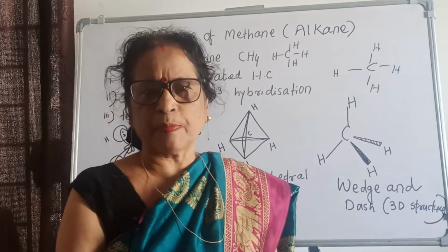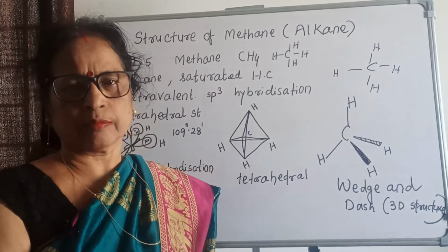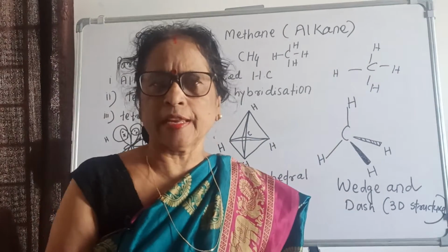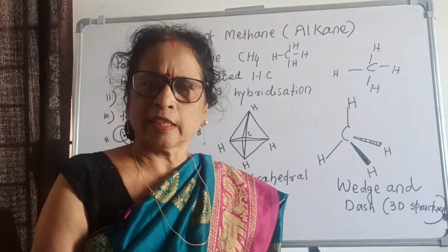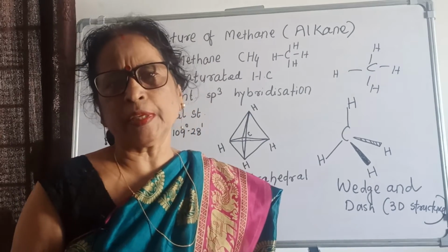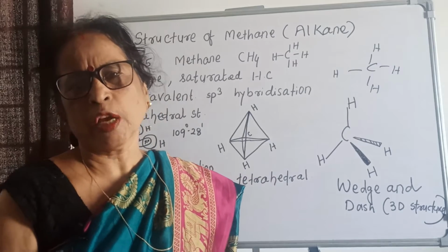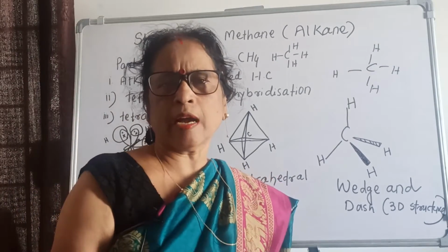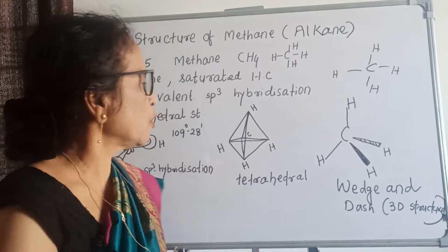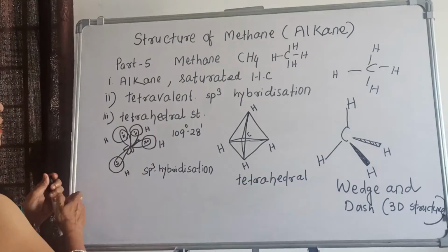Already I have explained in part 1. Whenever you want to read the structure of methane, please read the hybridization in methane. In methane, sp3 hybridization takes place. You know, sp3 hybridization means tetrahedral structure. Actually, sp3 hybridization, this is the one.